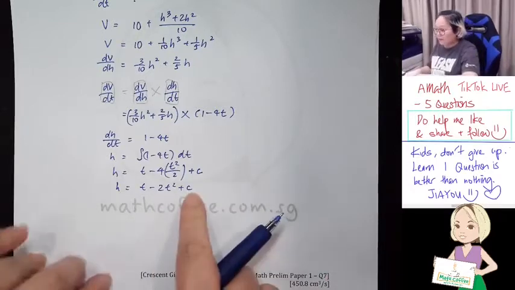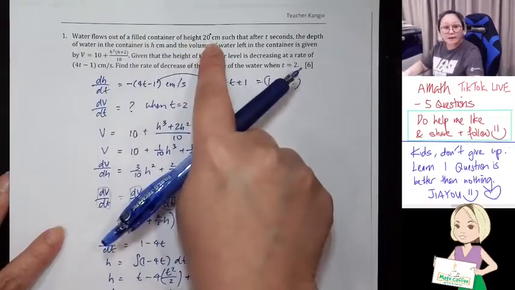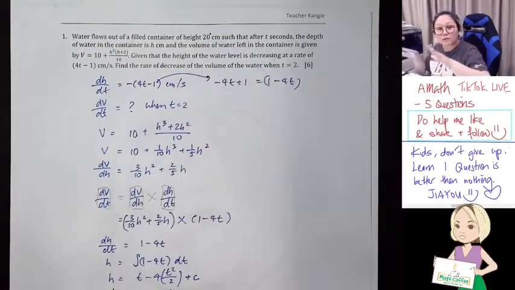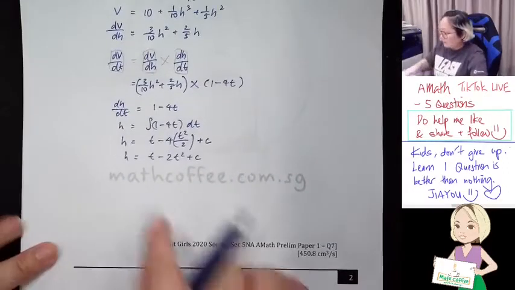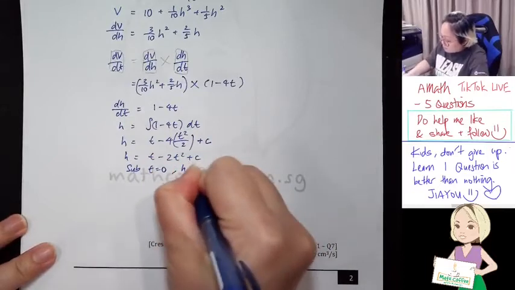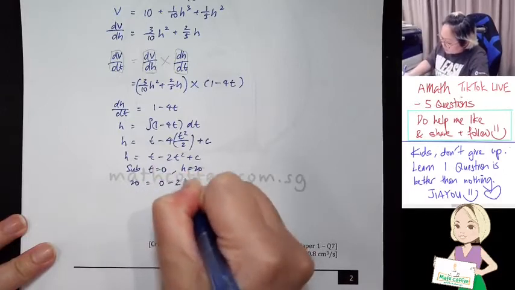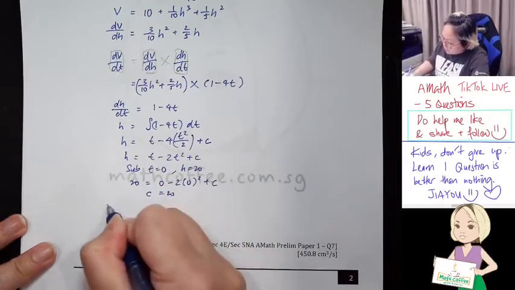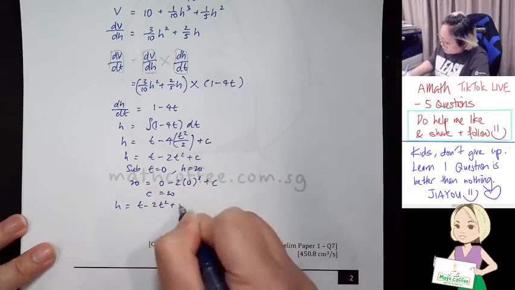Agree? How do I find my c? The trick is, in this question, do you see that they give us a 20 cm here? They say that the flow out from a height is 20 cm. That means starting, the height was 20 cm. Yes, this is Sec 4, preparing for O-level. So that means I'm going to sub in, when the time is 0 starting, my height was 20. So sub this in to find the c. I get 20 equals 0 minus 0 squared plus c, and in this case, c is 20. So therefore, you will have h equals t minus 2t squared plus 20.